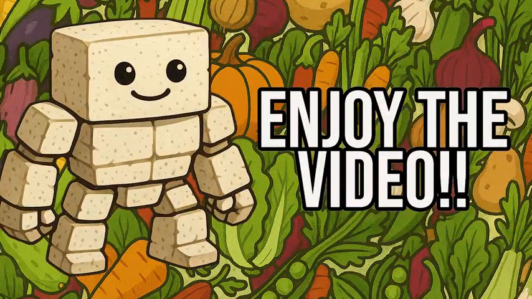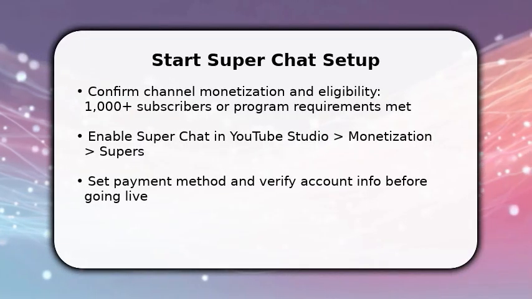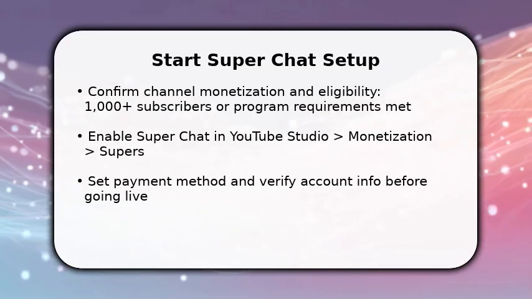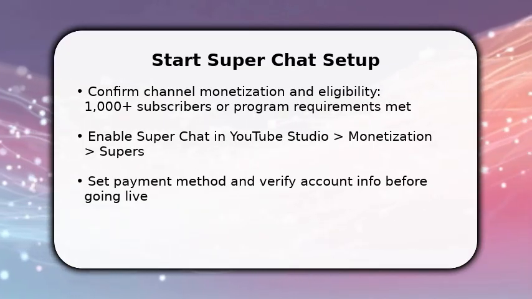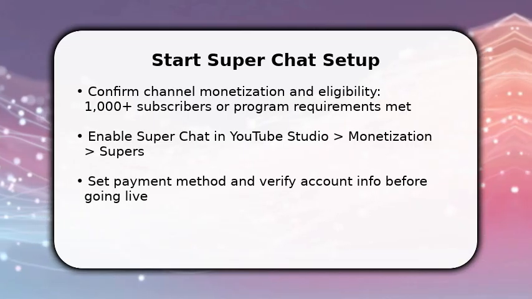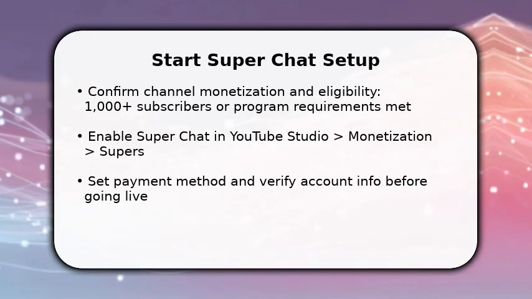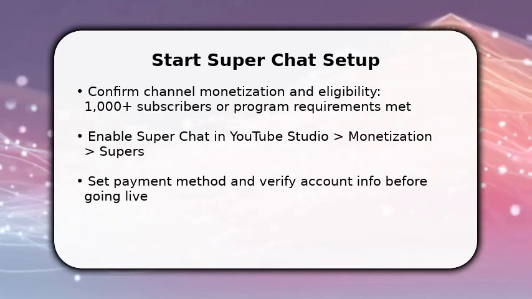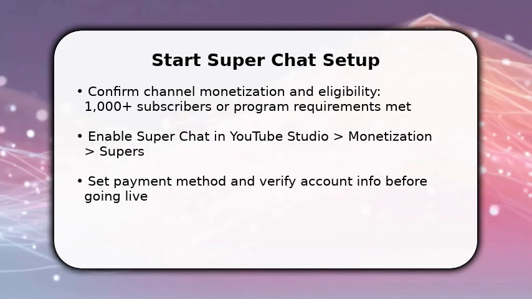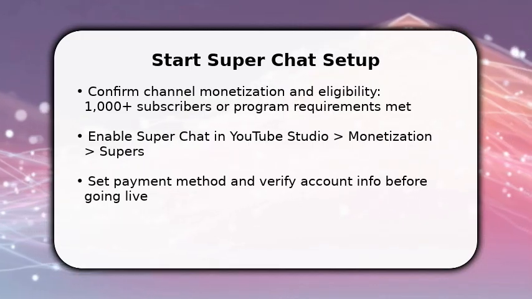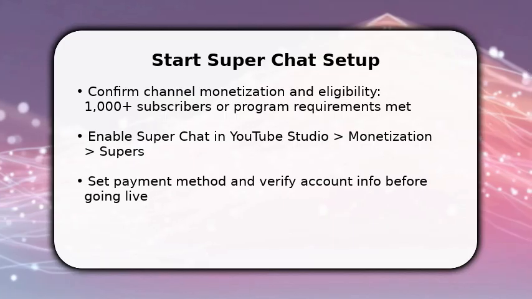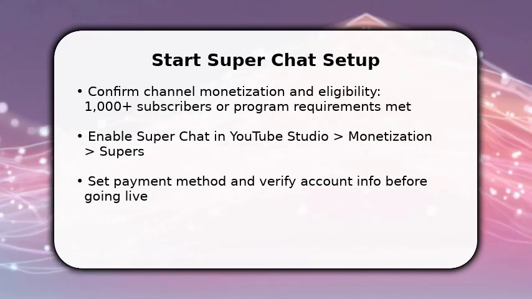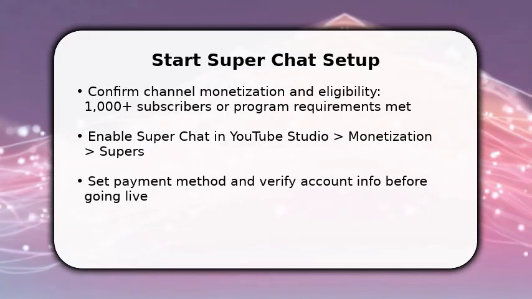Please enjoy the video. You enable Super Chat because it turns chat messages into priority highlights and revenue. First, confirm your channel meets monetization and eligibility requirements and sign into YouTube Studio. Once done, navigate to Monetization, choose Supers, and toggle Super Chat on. Make sure your payment and identity verification are complete so funds can be processed. This gets you from zero to ready.